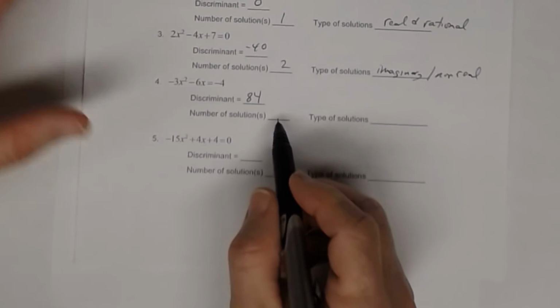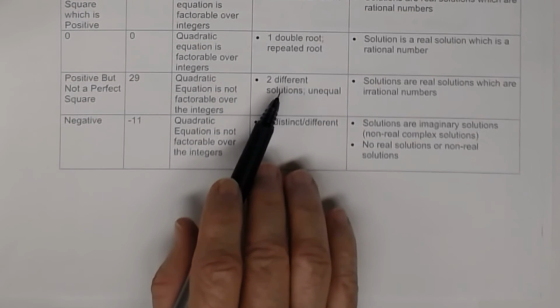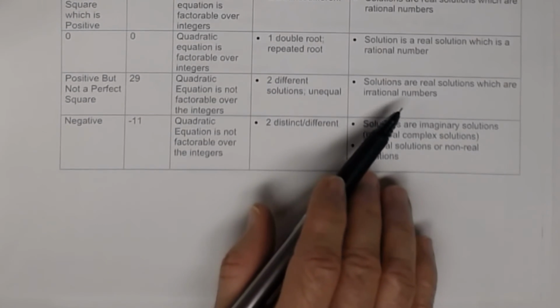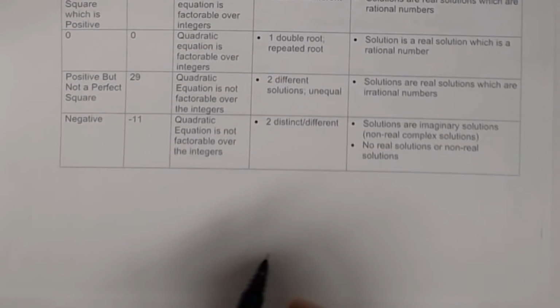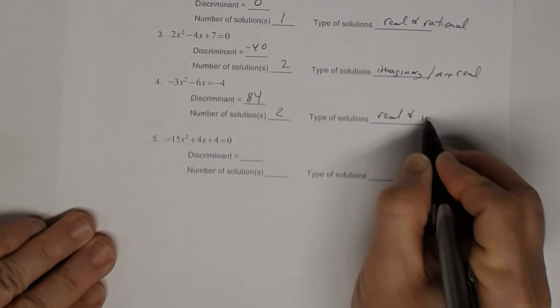All right, so since 84 is positive but not a perfect square, we're in this situation right here. So that's going to be two different solutions, and they're going to be real and irrational. So two, real, and irrational.